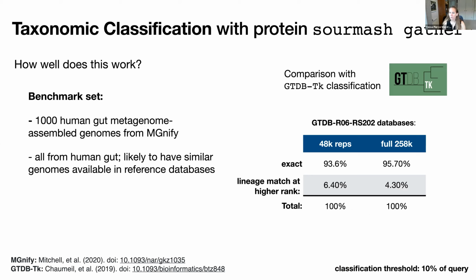And the additional around 4% all matched at the genus level. So we think it's doing pretty well, even though we're currently using a very naive classification threshold of 10% of the query, and we need to look into this a little bit further.